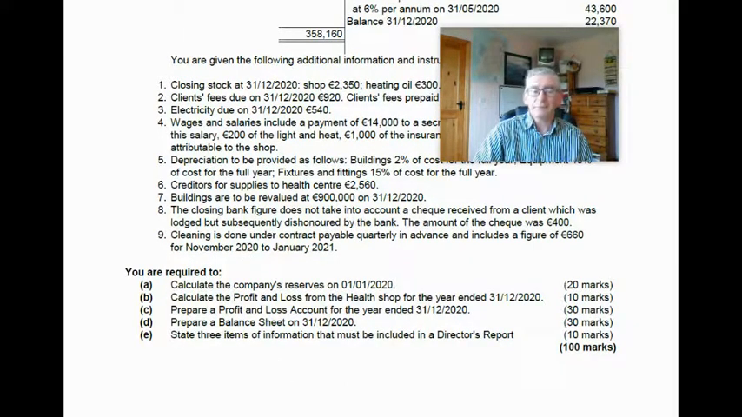And in the next lecture, which will be on Chapter 7 on cash flow statements, I will just make a quick reference, actually, to what I would expect to see in an answer to a question like this, where they're asking for information that must be included in a director's report. So that's what I'm going to leave you with at the end of this lecture on service firm accounts.